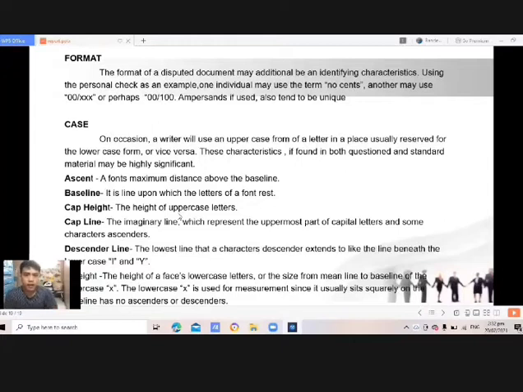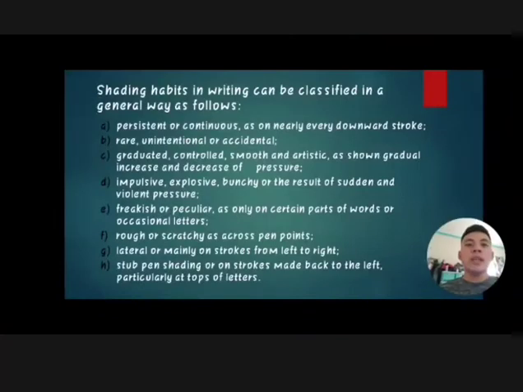X-height. The height of a lowercase letter, or the distance from the main line to the baseline of the lowercase, yan. Shading habits in writing can be classified in a general way as follows. Persistent or continuous, as on nearly every downward stroke, whether unintentional or accidental. Graduated, controlled, smooth, and artistic, as shown by a gradual increase and decrease of pressure.